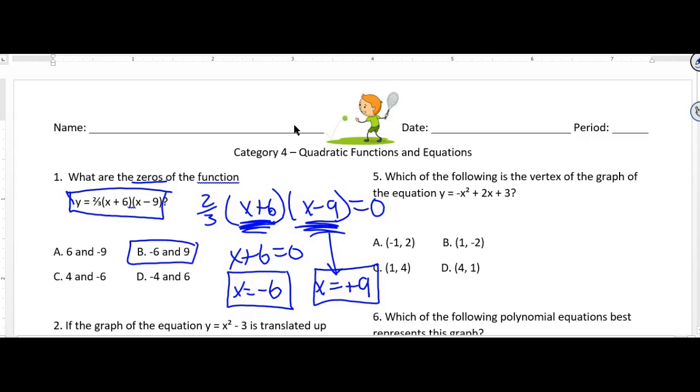The other way to do that, like I said earlier, probably the easier way, is to go graph this equation just like it is. You don't have to FOIL, you don't have to distribute. You can type that in exactly like it is in the calculator: 2/3 times (x plus 6) times (x minus 9). It's going to give you a parabola with these two roots, or zeros, or x-intercepts.